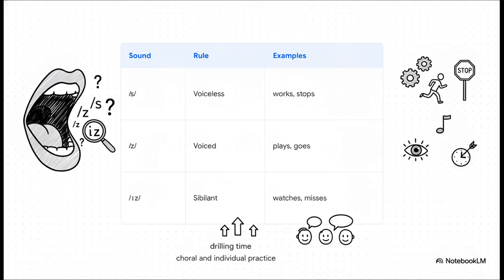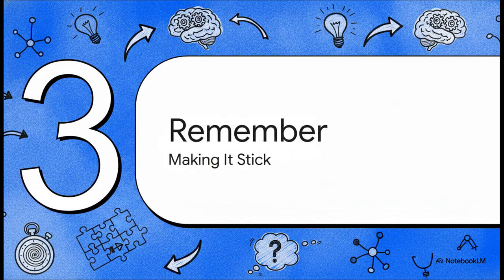Learners frequently drop or shorten that specific S ending, so you've got to drill it chorally and individually until it feels completely natural. Now that they understand it, we move right into Step 3.